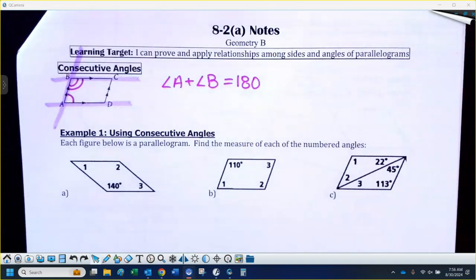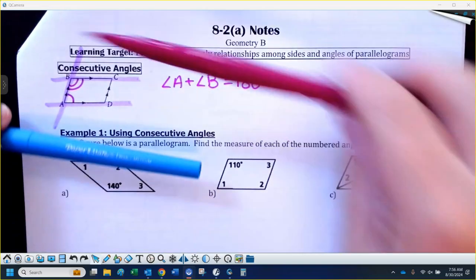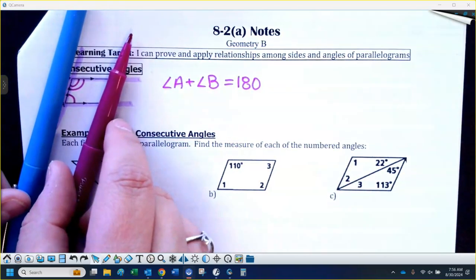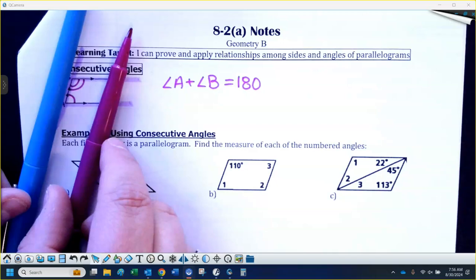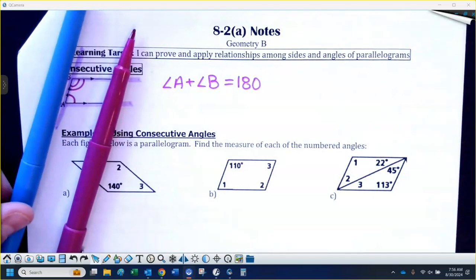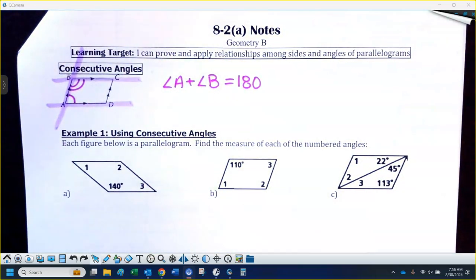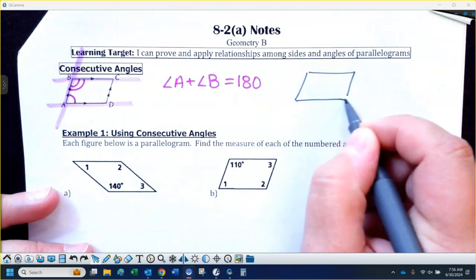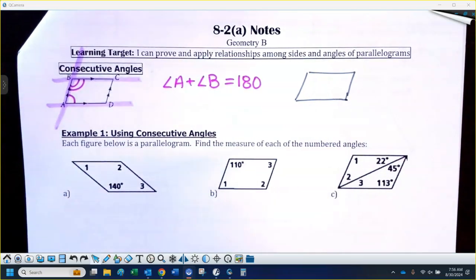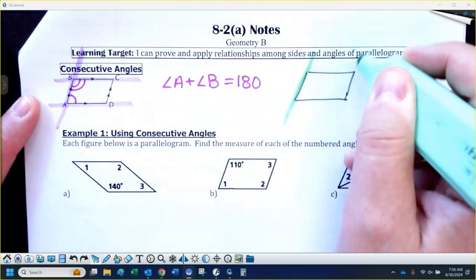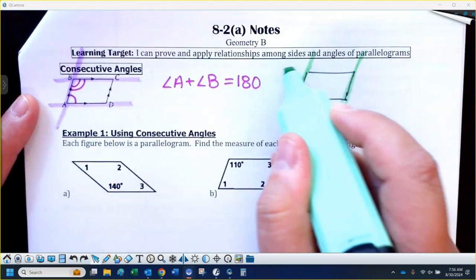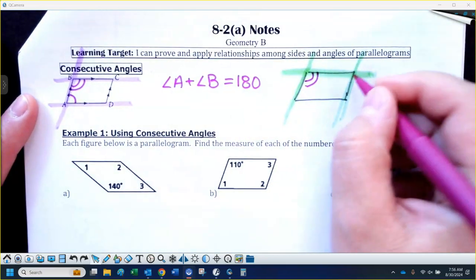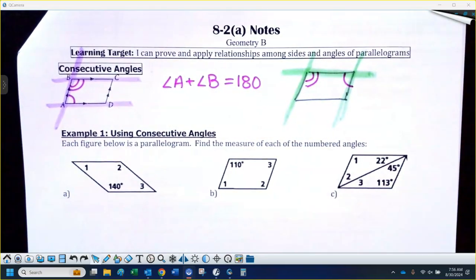Now, I can make the same argument for different parts of this diagram because the top and bottom are parallel and the left and right are parallel. If I use these two lines as my parallel lines and the top as my transversal, let me just redraw it here. I'm going to sketch this. Same argument, but if I use these two as my parallel lines and this is my transversal, this angle here and this angle here would be considered consecutive angles.